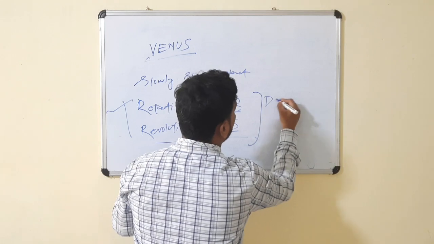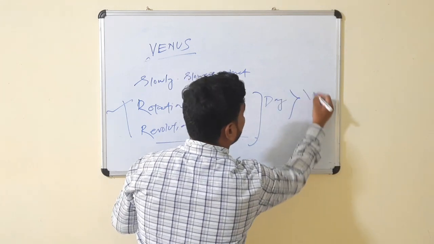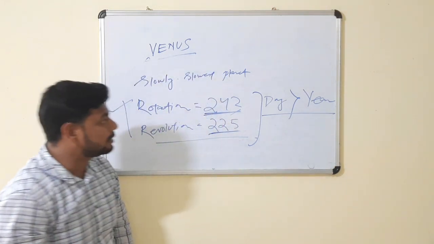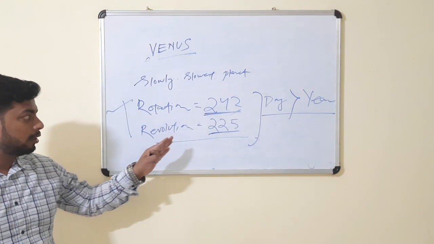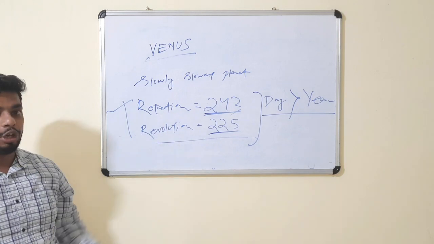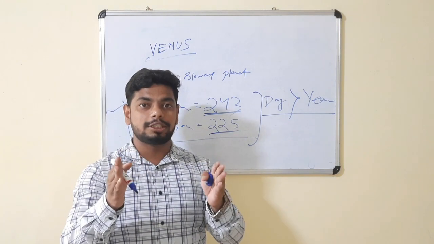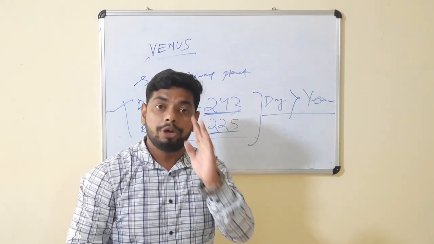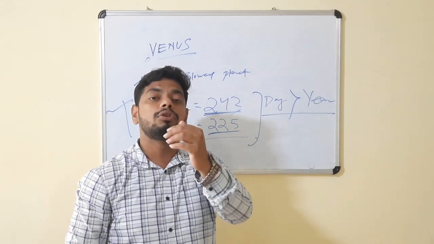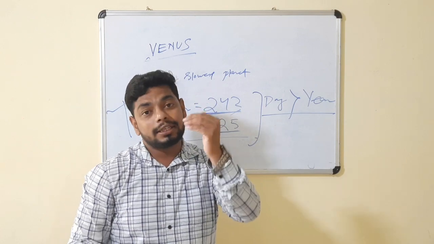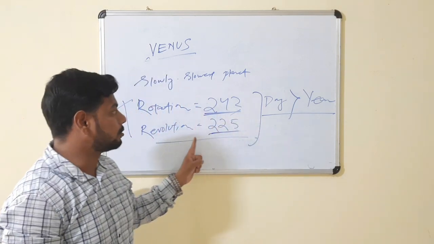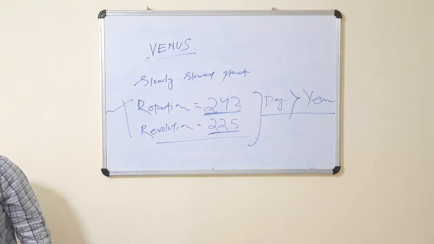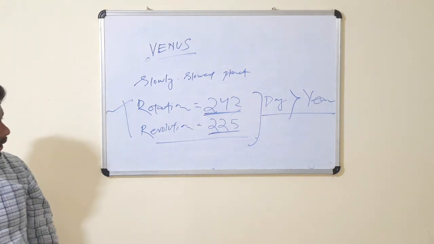Its day is longer than its year. In the case of which one? Venus. So if there is a question, which planet rotates the slowest? Venus. Which planet's revolution period is shorter than its rotation period? That is Venus. So, clear? Yes.